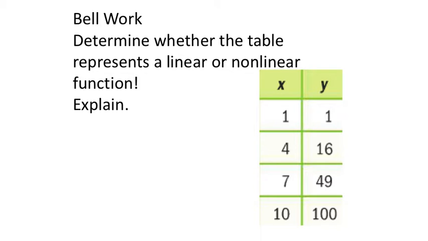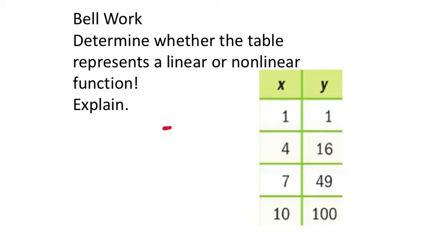So determine whether the table represents a linear or non-linear function. Now we know that it is a function because first off, none of the x values repeat, so it couldn't possibly be a non-function. It has to be a function. But in order to figure out if this one is linear or not, we've got to find the rate of change between each of the ordered pairs until we see that there's a difference.